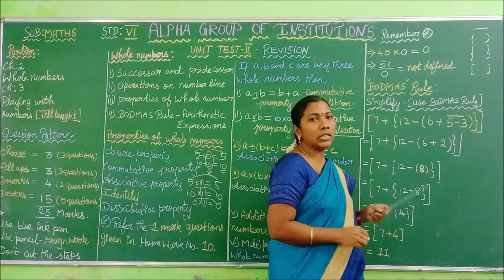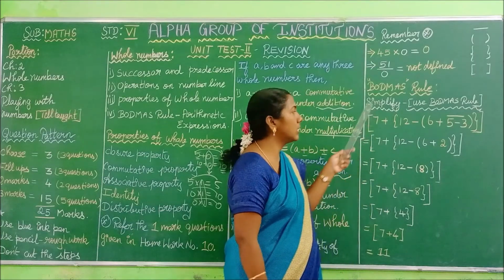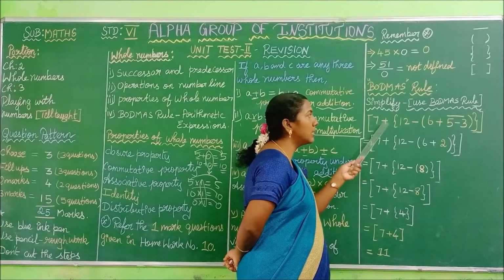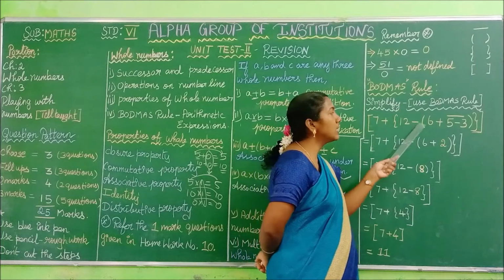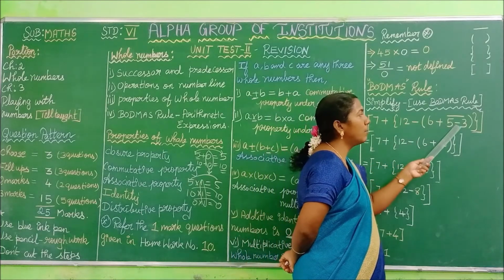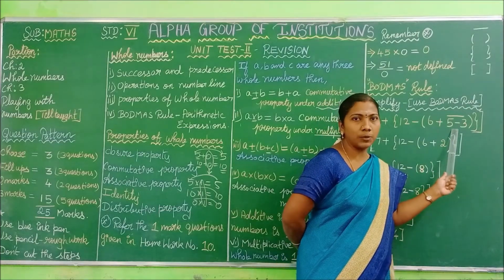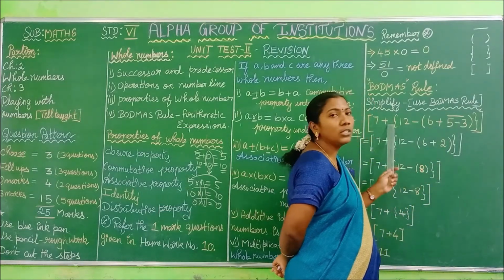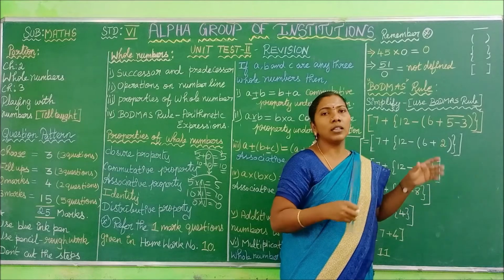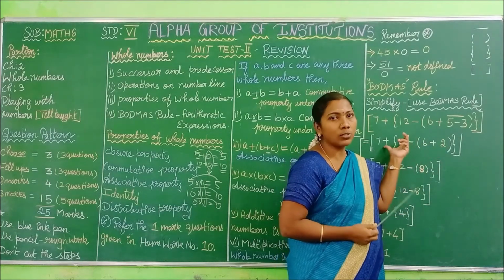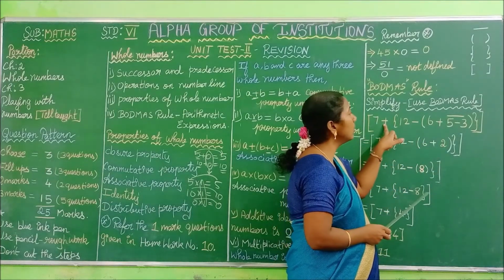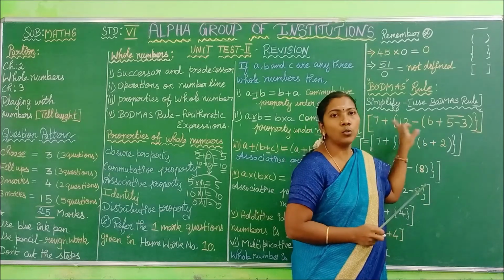Let us see one sum based on the BODMAS rule. See here, children, 7 plus 12 minus 6 plus 5 minus 3. We have to evaluate this arithmetic expression. Before evaluating this, you have to observe what operations are involved in this question. See here, addition and subtraction. We have two operations.